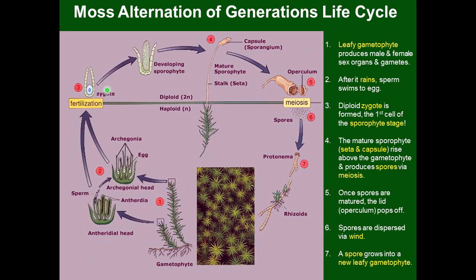3, diploid zygote is formed, the first cell of the sporophyte stage. 4, the mature sporophyte, the seta and capsule, rise above the gametophyte and produce spores via meiosis. 5, once the spores are matured, the lid, or operculum, pops off. 6, the spores are dispersed via wind. And 7, a spore grows into a new leafy gametophyte.